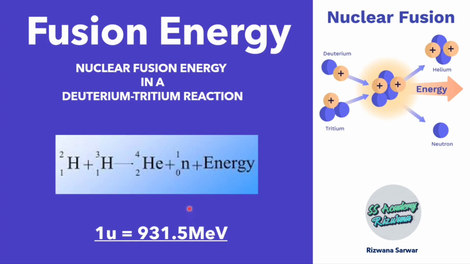The total mass of the final nuclei will be less than the total mass of the initial reacting nuclei. This difference in mass is called mass defect and we denote it by delta M. Now let's see how we calculate the energy released in a fusion reaction when deuterium and tritium combine to form helium and a neutron.